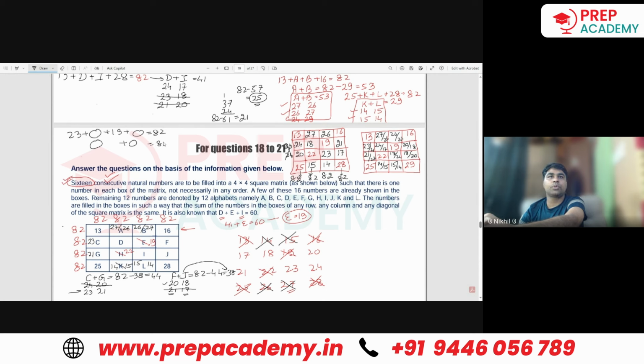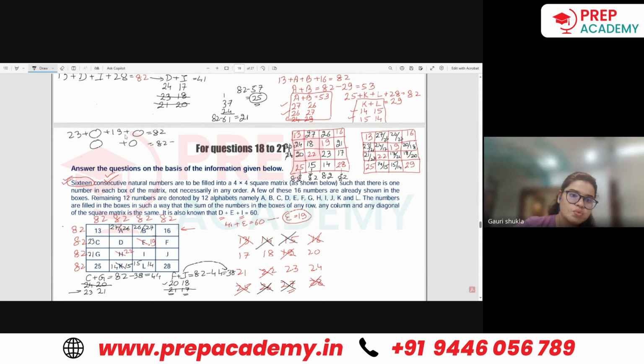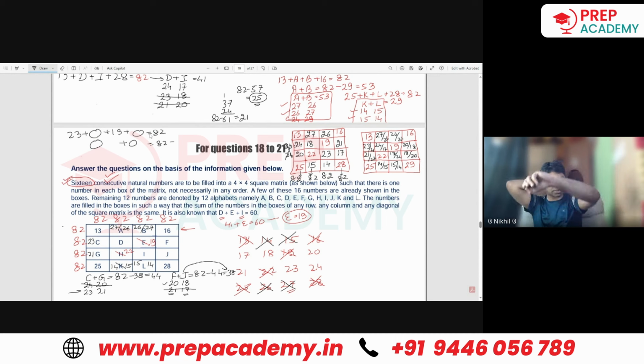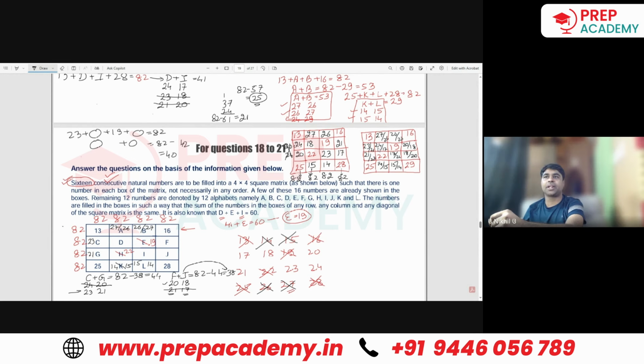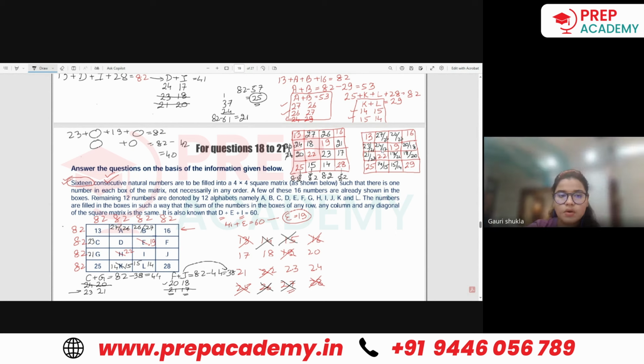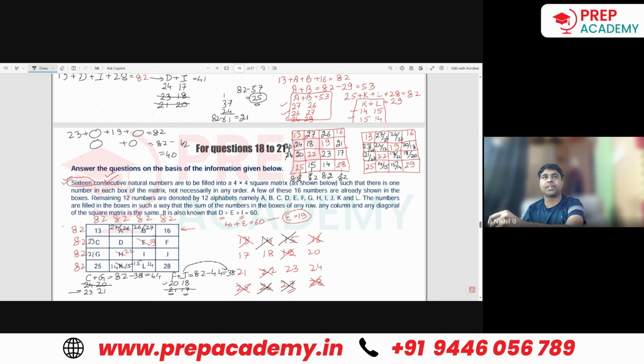It would be 82 minus 42. 19, 19, 19, 38. 38 plus 4, 42. Yes, 40. So we have to get the summation of 40. Now, the summation of 40, how can we get it with the help of this blank plus this blank? 18, but we cannot take 22. 17 and 23? No, we won't be able to get it, right? So that means 23 cannot be here.